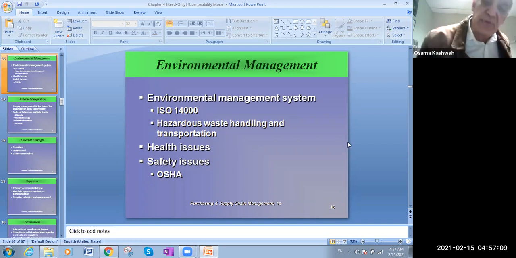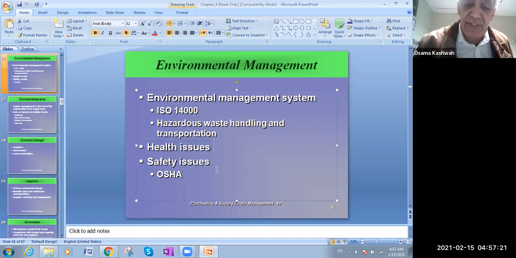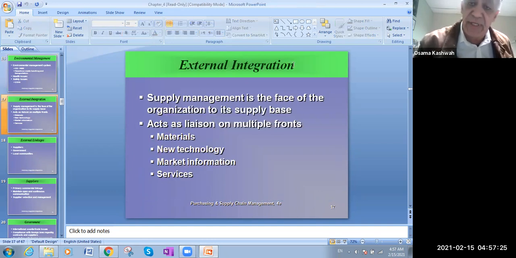And also the environmentals. We talked about the environmental issues before, and we said it's very important also for the management. Environmental management systems and health issues, safety issues, those are all very important. This was the internal integration, I mean, things from inside your organization.